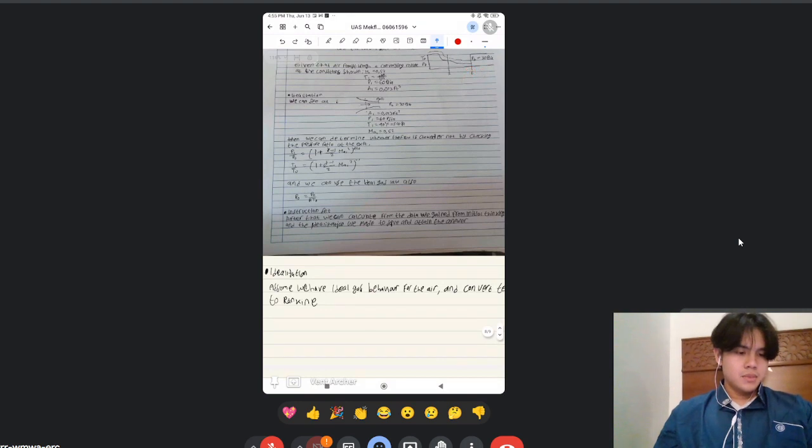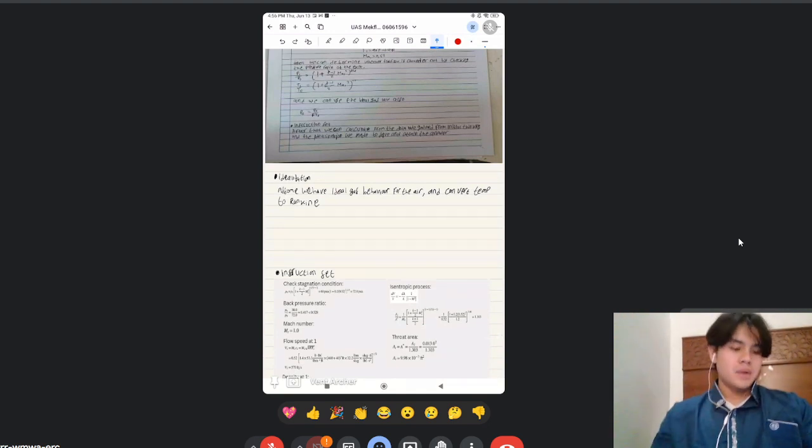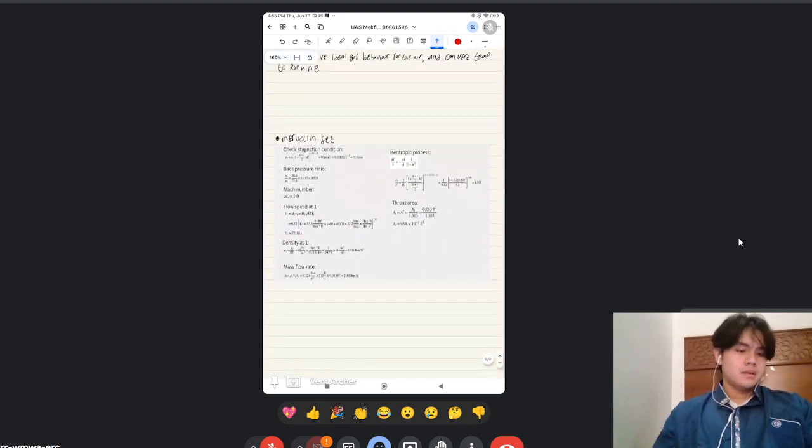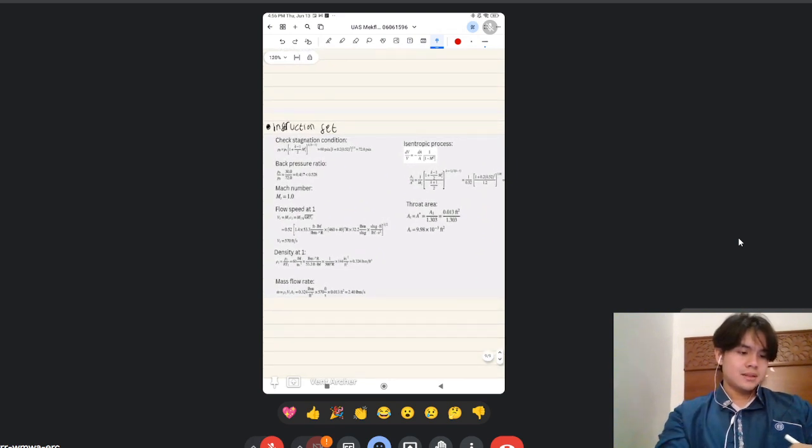And we can determine whether the flow is choked or not by checking the pressure ratio at the exit, and we can use the ideal gas law also. So here in my correction, for the idealization, we'll assume ideal gas behavior for the air and convert the temperature to Rankine. And as for the instruction set, we can check the stagnation condition of this formula, and the stagnation pressure is 72 psia.